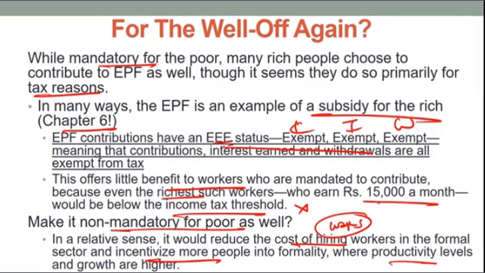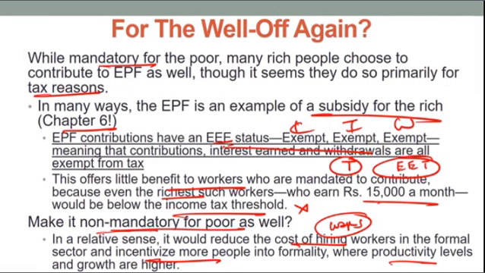What happened is that the withdrawal was made taxable. So it was made EET principle, very similar to what we discussed in PPF. However, this impacted people directly. It impacted the middle class people also a lot more. So there it became a controversy. So the overall recommendation is this: should we make it non-mandatory? Should we make it less onerous on the poor?